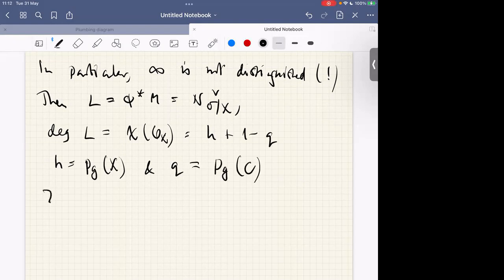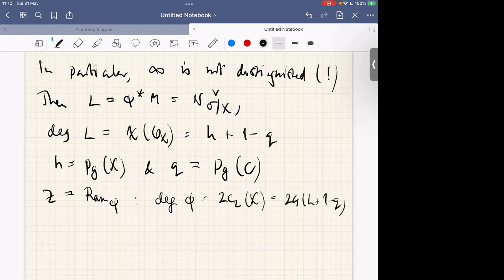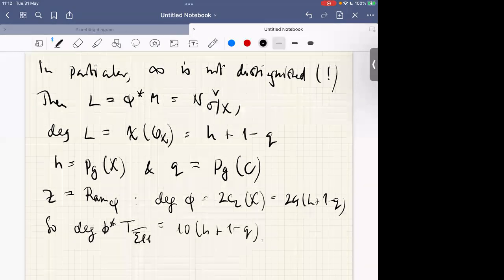And I will define Z to be the ramification divisor. Then the degree of phi, by Noether's formula, is 24 times H plus 1 minus Q. So the degree of the pullback of the tangent bundle is 10 times H plus 1 minus Q. Throughout this talk, I'm going to assume that 10H is at least 12 times Q minus 1.